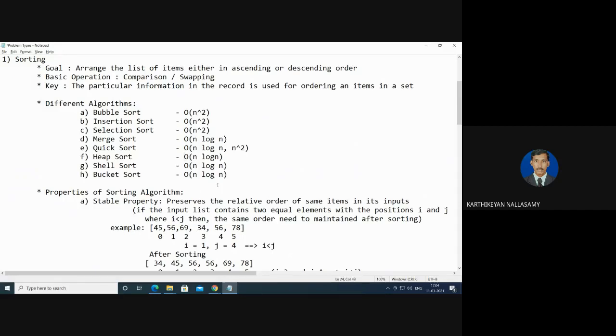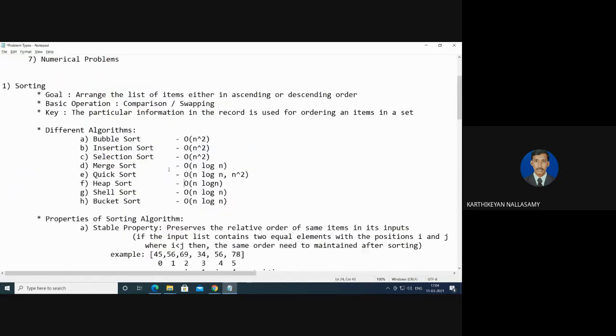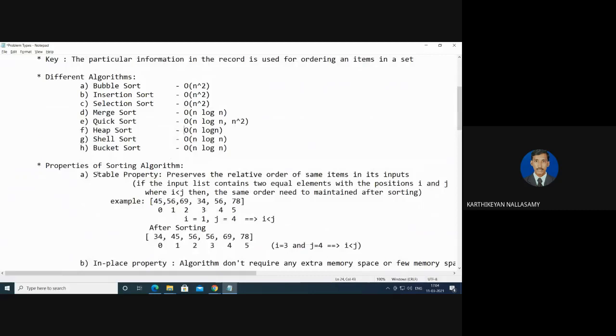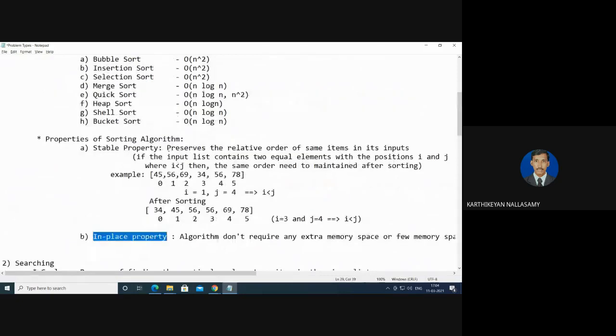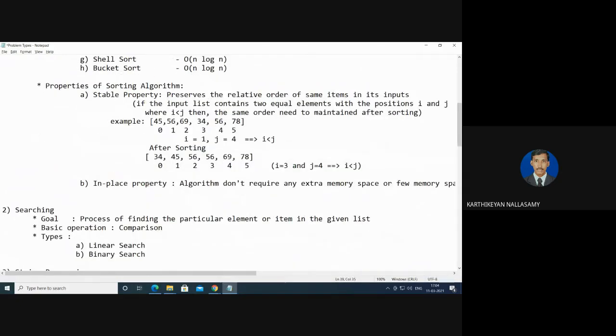To evaluate a sorting algorithm, we mostly focus on these two properties. One is the stable property, and the other is the in-place property. Stable property means preserving the relative order of the same item. In-place property means we can solve the problem without taking a very large amount of additional memory; then it is coming under in-place property.